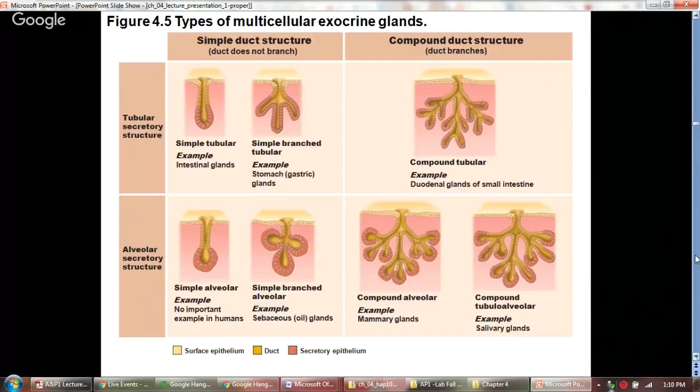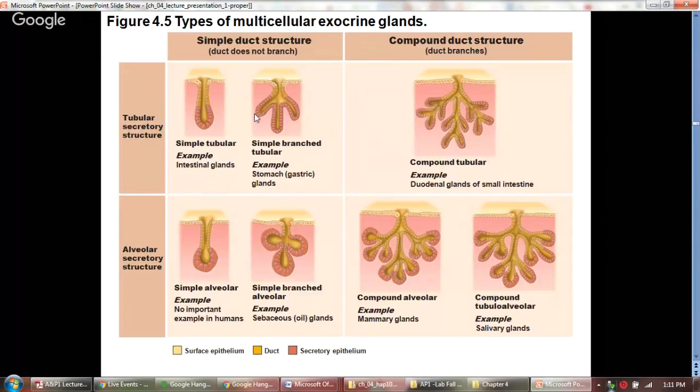Here you would see the types of the glands, the simple duct structure. You would see the duct is this yellowish colored portion. The glandular portion is shown here. So simple tubule is almost like one tube. The glandular part has not been divided. An example would be the intestinal gland. Here you would see simple because the duct has not been divided.